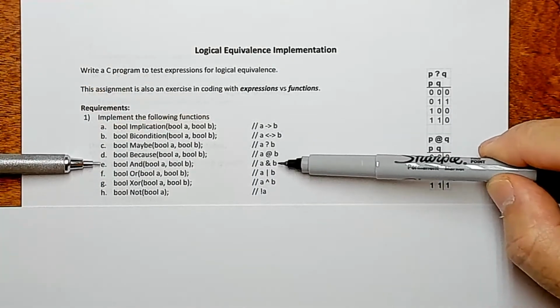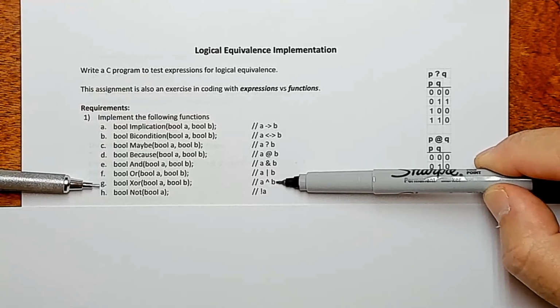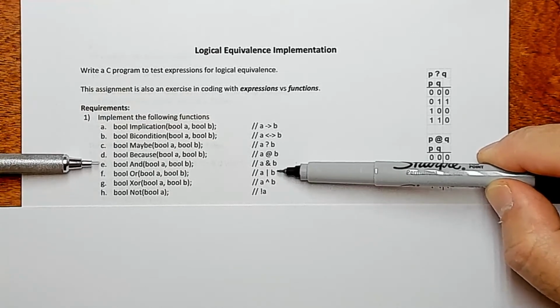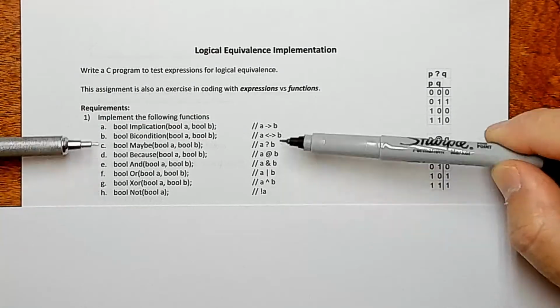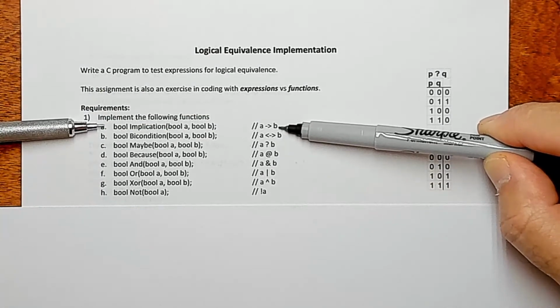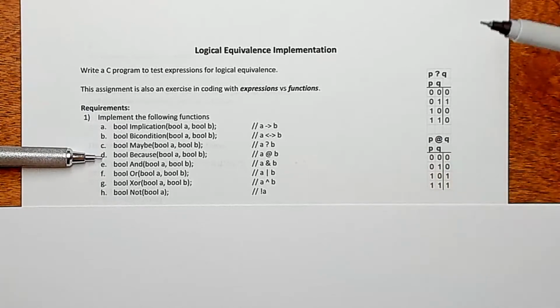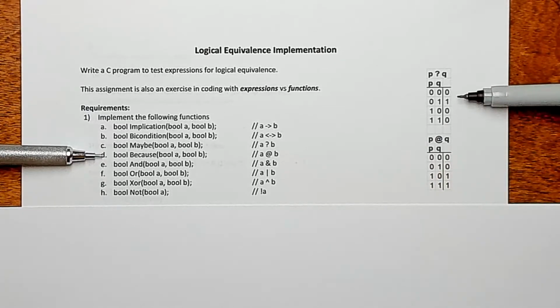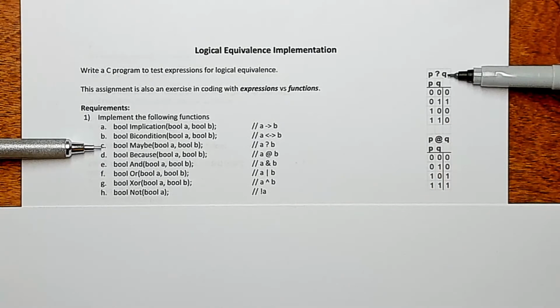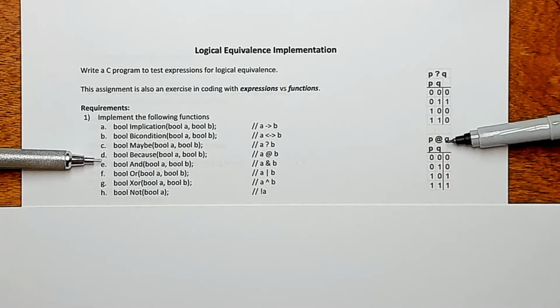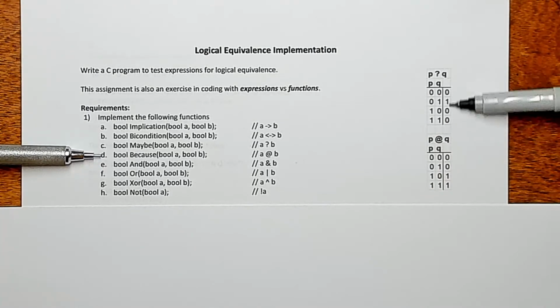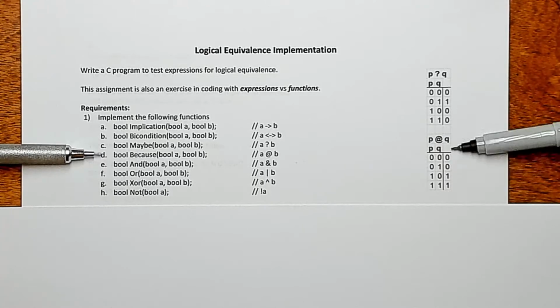So you guys know what AND is, you know what OR is, you know what XOR is. Those are just the regular truth tables we have for those guys, and you know what NOT is. Implication is in the text as far as its truth table, and bicondition is in the text. Now maybe and because, I just made those guys up, so I've given you the truth table here for maybe using the question mark, and the truth table for because. So I've just made up this output column. It's just a made up logical operation.